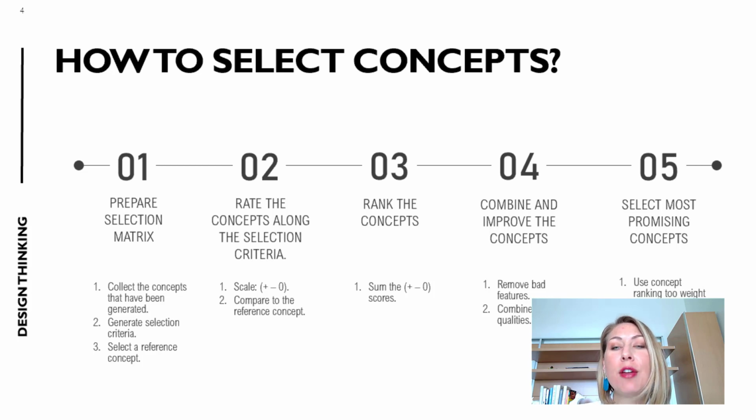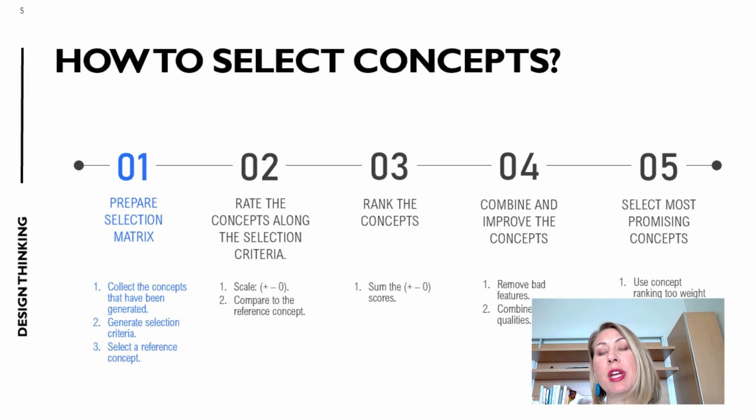Okay, so how do we select concepts? Well, here I boiled it down to about 5 steps. First, we're going to prepare what's called a selection matrix, and I'll show you how to do this in a moment. But it basically involves preparing a condensed set of selection criteria based on the user needs elicitation that we did before. And also, we'll need to select what we call a reference concept. This is often a solution that already exists, or if nothing else, it's one that already meets the status quo. It will be the concept that all the other concepts are compared against.